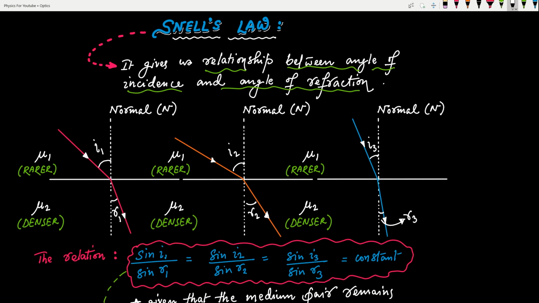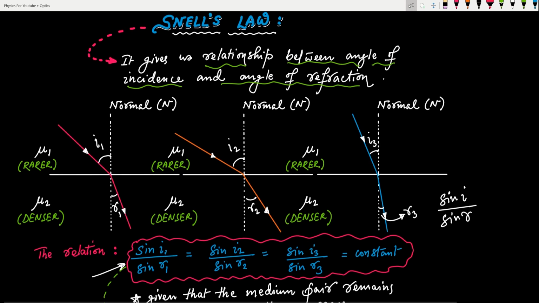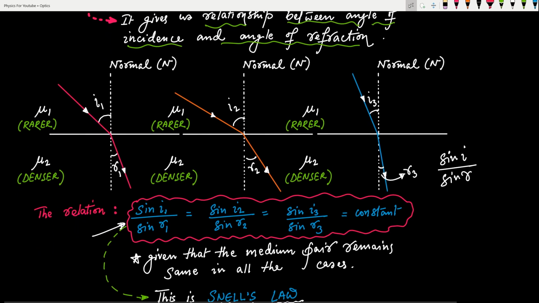Finally, Snell gave us this relationship, telling us that sine i by sine r is actually a constant, and I have written down the formula here. This was given by Snell, so let's look into that. We have taken three cases here: case 1, case 2 and case 3. Now in case 1, the angle of incidence is i1. We got the respective angle of refraction as r1, as you can see here.